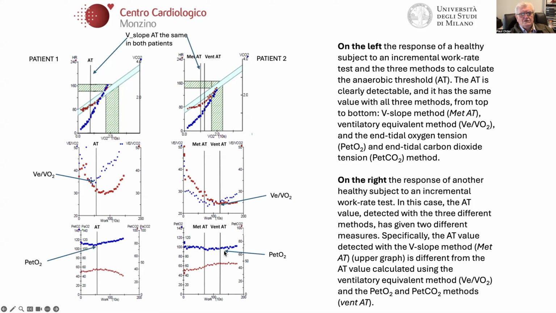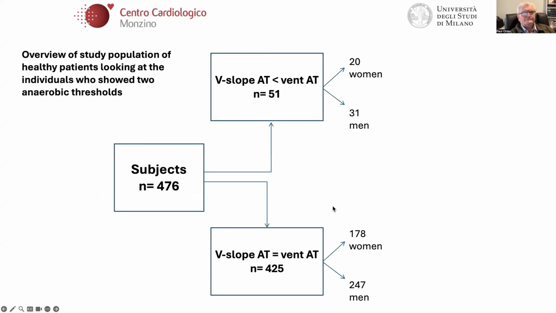The PetO2, again, there, but here, a very different point. Now, that's the line of the normal V-slope method, and this is the line of the ventilatory equivalent method. As you can see, substantial difference. An overview of the study population of individuals who've shown 2 anaerobic thresholds. So there were 476 patients, and 51 showed the difference. 20 women, 31 men. Now let's look at this healthy group.